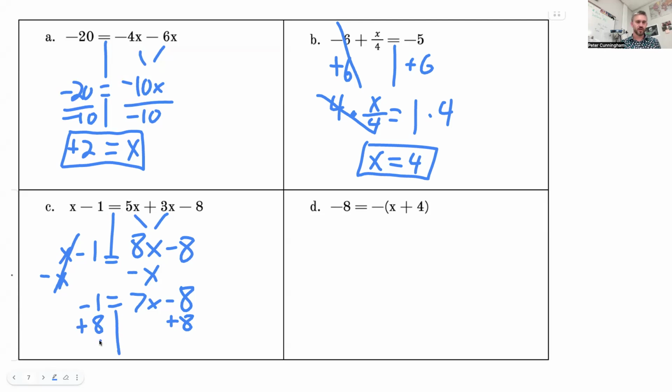Negative 1 plus 8 is 7, so 7x. Divide by 7 on both sides, and now you have 1 equals x.